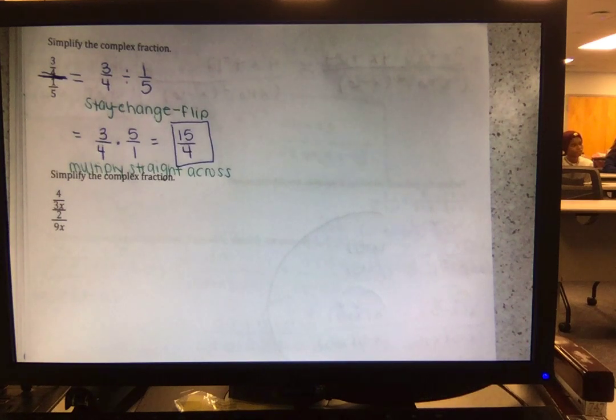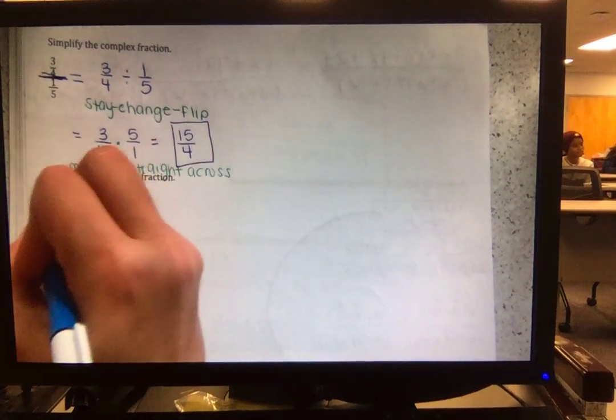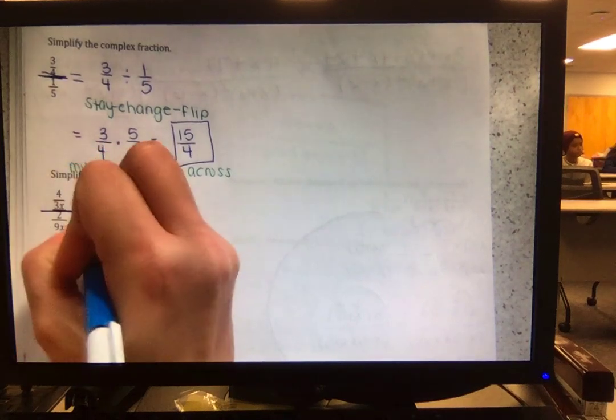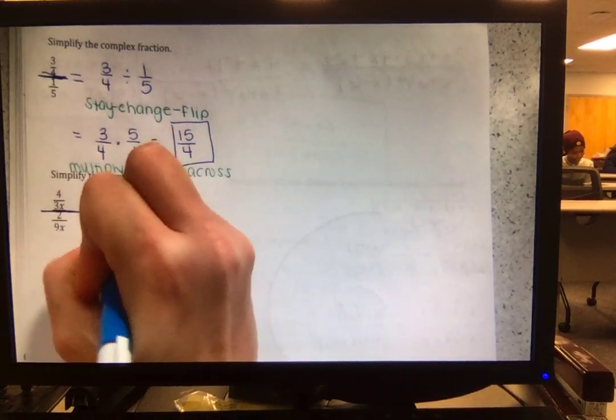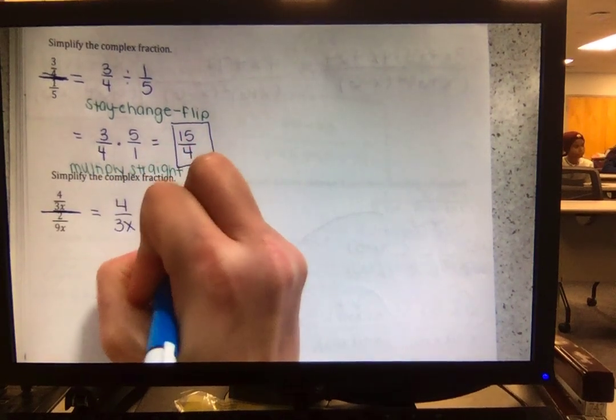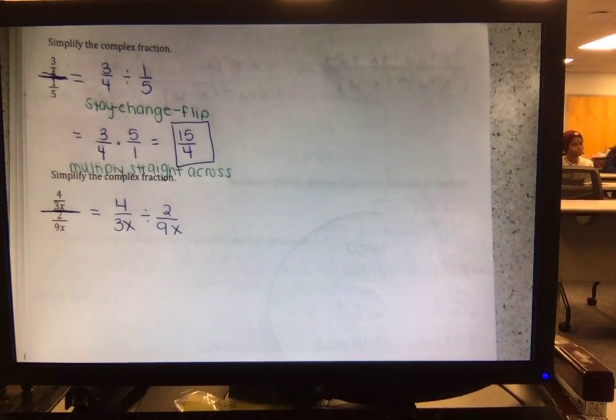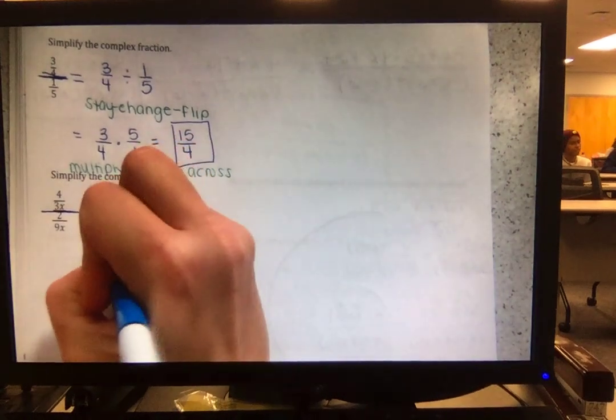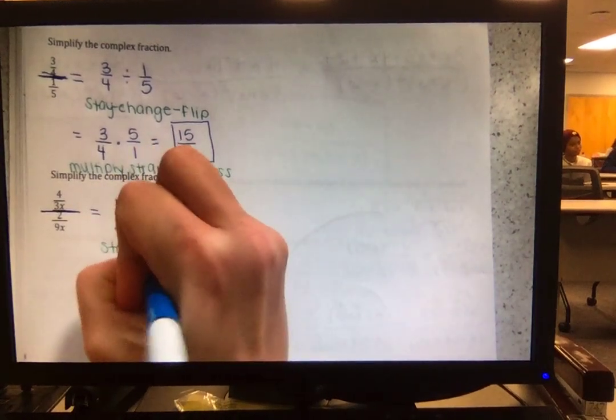We have 4 over 3x divided by 2 over 9x. So this is our main division fraction bar that I'm going to rewrite as 4 over 3x divided by 2 over 9x. So we need to divide these fractions. So stay, change, flip, or multiply by the reciprocal, however you want to call it.